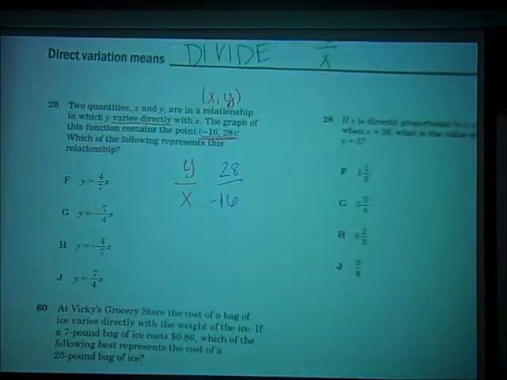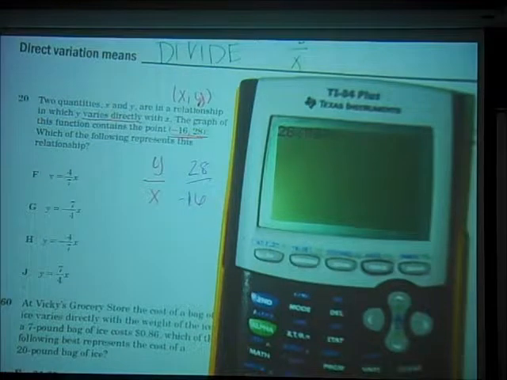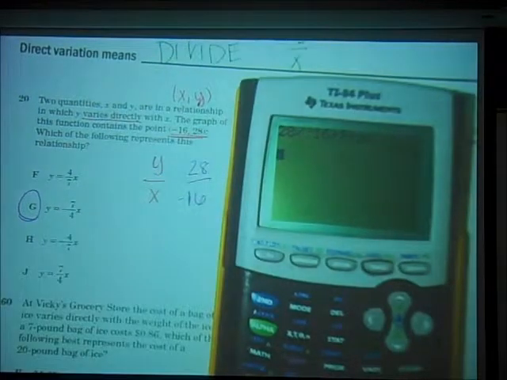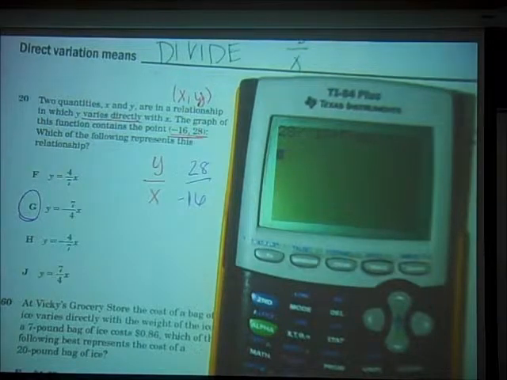Well, take my handy-dandy little calculator, which will do my math for me. I'm going to do 28 divided by negative 16. Math, enter, enter, and it tells me it's negative 7 over 4. So my answer would be G. See how easy that was? I'm supposed to say yes, Mrs. Krim, it was really easy. I'm still waiting. Very good.